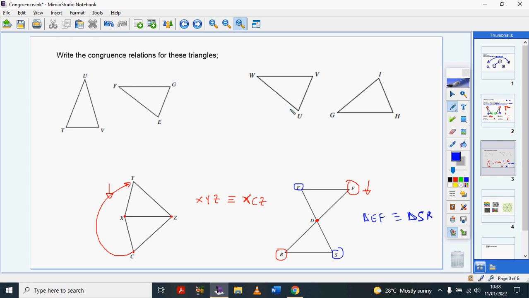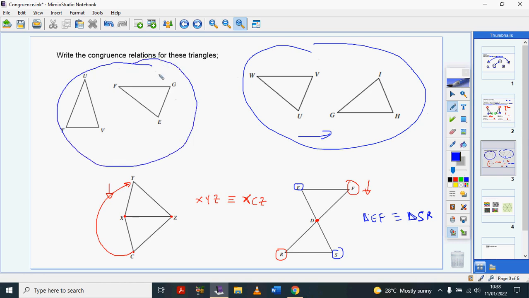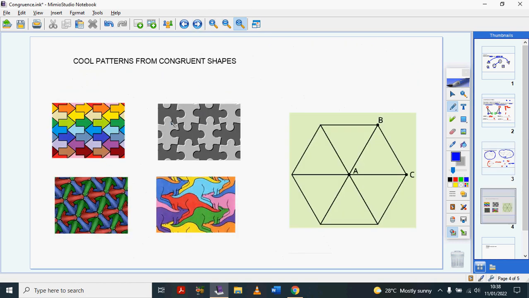So you guys go ahead and complete these two, right? This one over here and this one over here, and still submit them as part of your work for today. Now one thing that is cool that can come from congruent shapes is so many different interesting patterns. The simplest one is over here, a pattern created just by using triangles. I have 1, 2, 3, 4, 5, and 6 triangles, and they are all congruent, the same shape and size, and I've used them to create a hexagon.